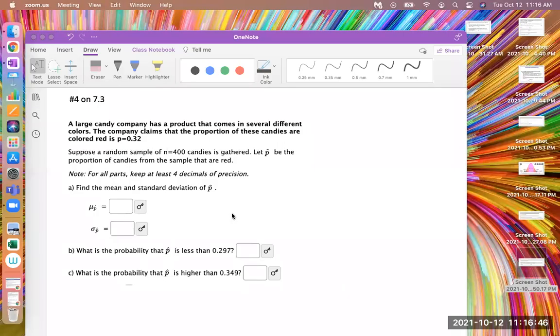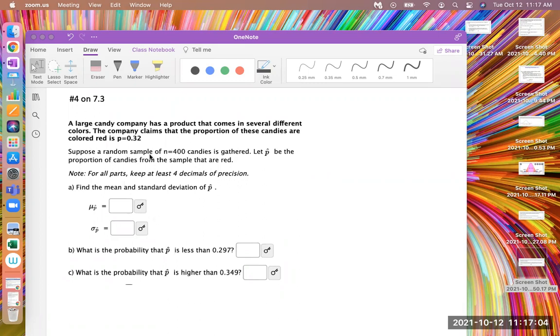Hi, this is number 4 on 7.3. A large candy company has a product that comes in several different colors. The company claims that the proportion of these candies that are colored red is 0.32, or 32% of the candies are red.